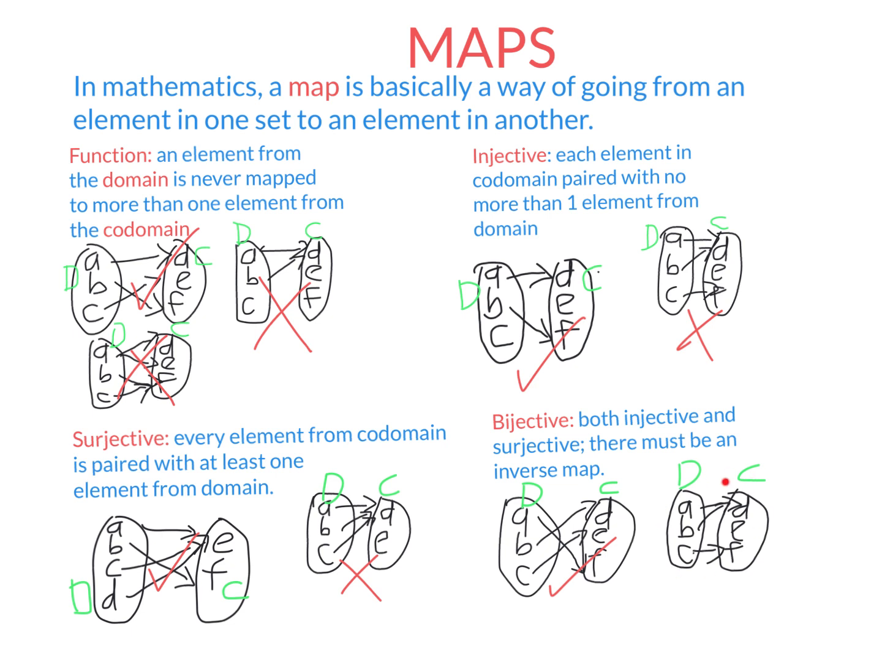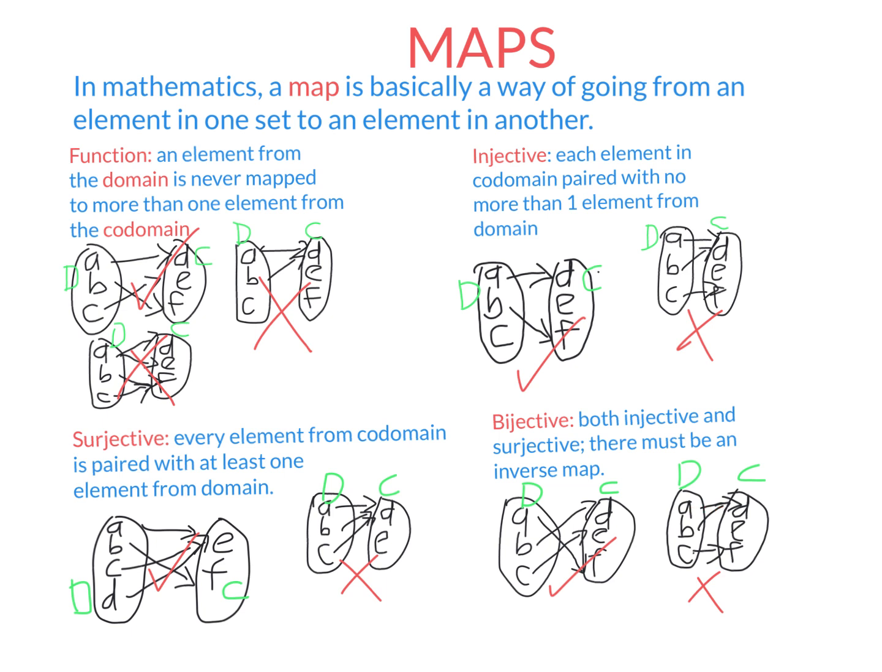On the other hand, this map here is not bijective. Why is that? Well, if it's not bijective, it either means it's not injective, it's not surjective, or both. This map here is not surjective because E is not paired with any element. It's not injective because D is paired with more than one element from the domain.